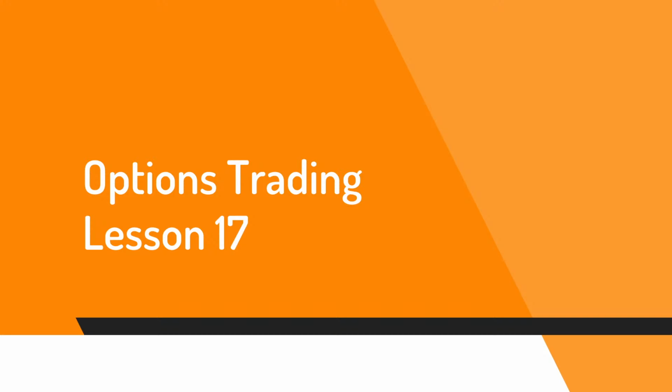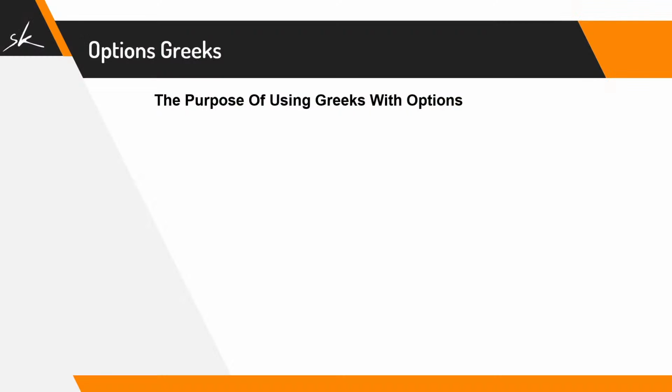So yes, let's get started with our lesson number 17 today, which is Vega. So before we start with Vega, let's again do a quick recap. We talked about Greeks. So what is the purpose of using Greeks with options?